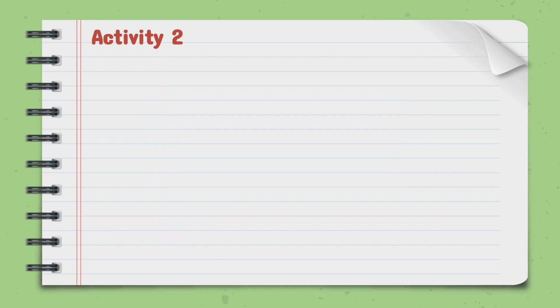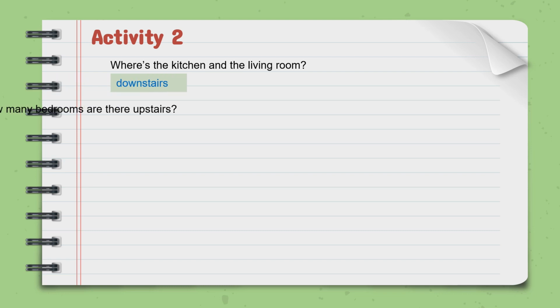Based on the reading of Sue's house, answer these questions. Number 1. Where's the kitchen and the living room? Yes, you're right. It's downstairs. Question number 2. How many bedrooms are there upstairs? Yes, there are 3 bedrooms upstairs.